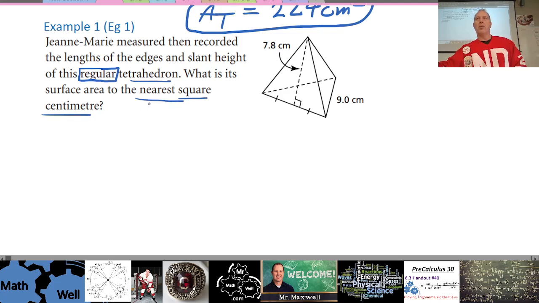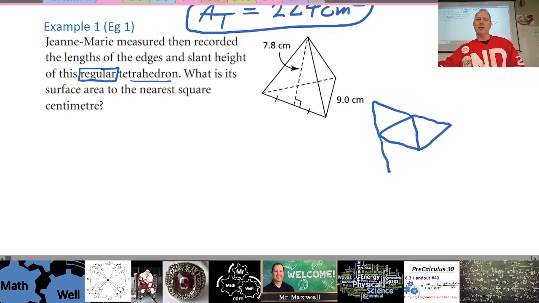So at the end, I want you to round it to the nearest whole number. Okay? So make sure you watch that. At the end, we'll just make sure we round it properly. Okay, so my net diagram, I'm going to draw a net diagram here. I'm going to draw a triangle, and another triangle stemming off this edge, another triangle stemming off this edge, another triangle stemming off this edge.